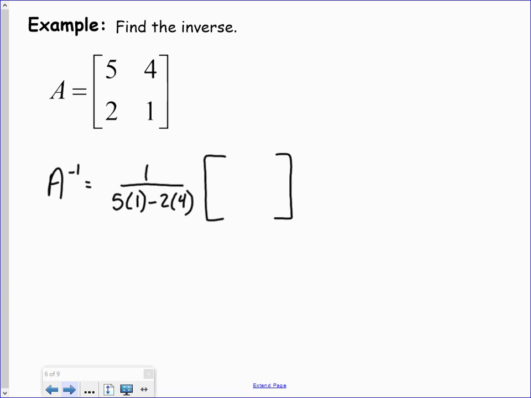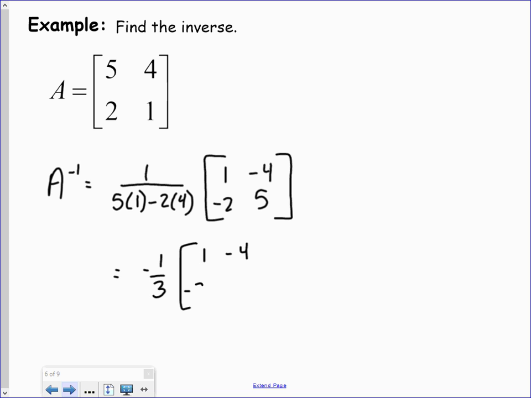And then set up your work in that 2 by 2 matrix. So along the first diagonal, switch 1 and 5. Along the second diagonal, make them both negatives. Negative 2, negative 4. What do you get for your scalar out in front? 1 over negative 3. Okay, so you get negative 1/3 times all of this.